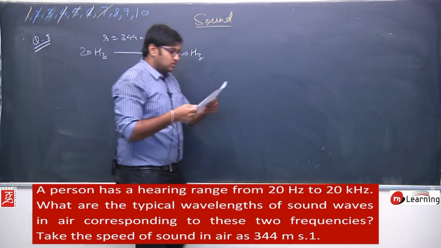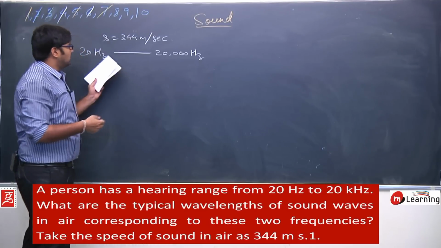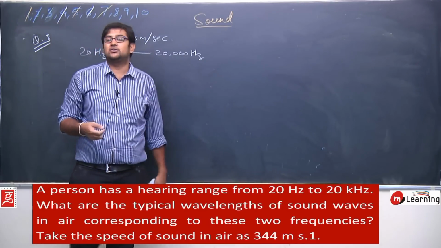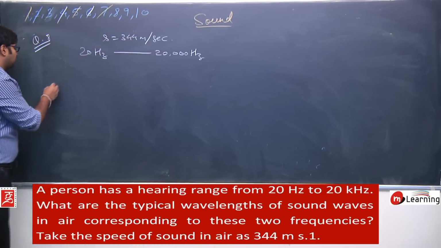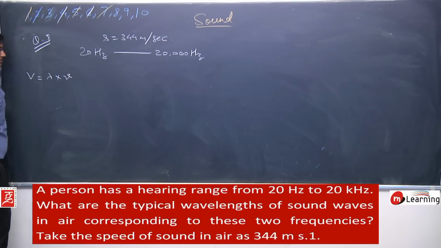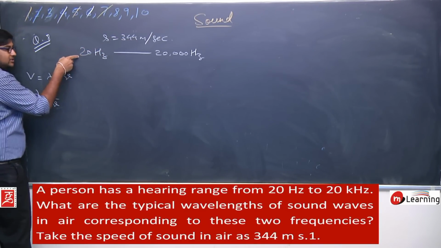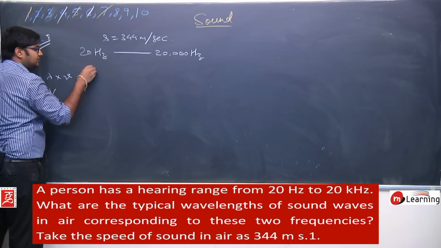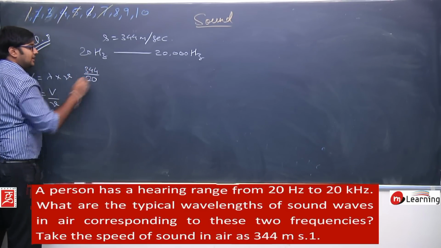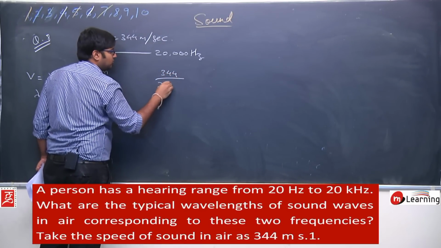We have to find out what is the range of wavelength corresponding to 20 Hertz and 20,000 Hertz. So we have the formula that velocity or speed is equal to wavelength into frequency. To calculate the wavelength, I have to divide velocity by frequency. So the velocity is 344 and the frequency is 20 Hertz, so the wavelength would be 344 upon 20 meters, and here we will have 344 upon 20,000 meters.